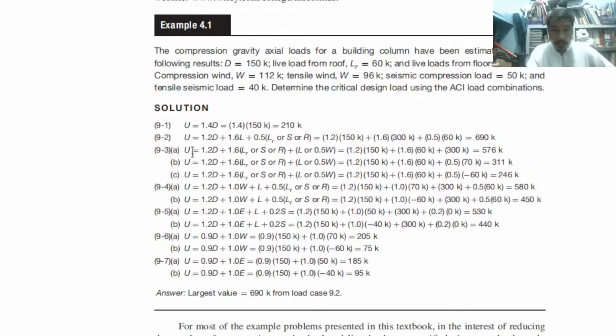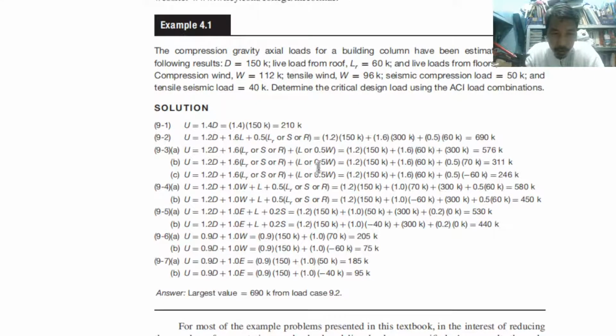How about equation number 3? Equation number 3, that is 1.2 dead load plus 1.6 roof load plus 1 times live load or 0.5 times wind load. Okay. So initially, we have to use live load here. So 1 times 300. Dead load times 1.2. Roof load times 1.6. That is equal to 576 kips.